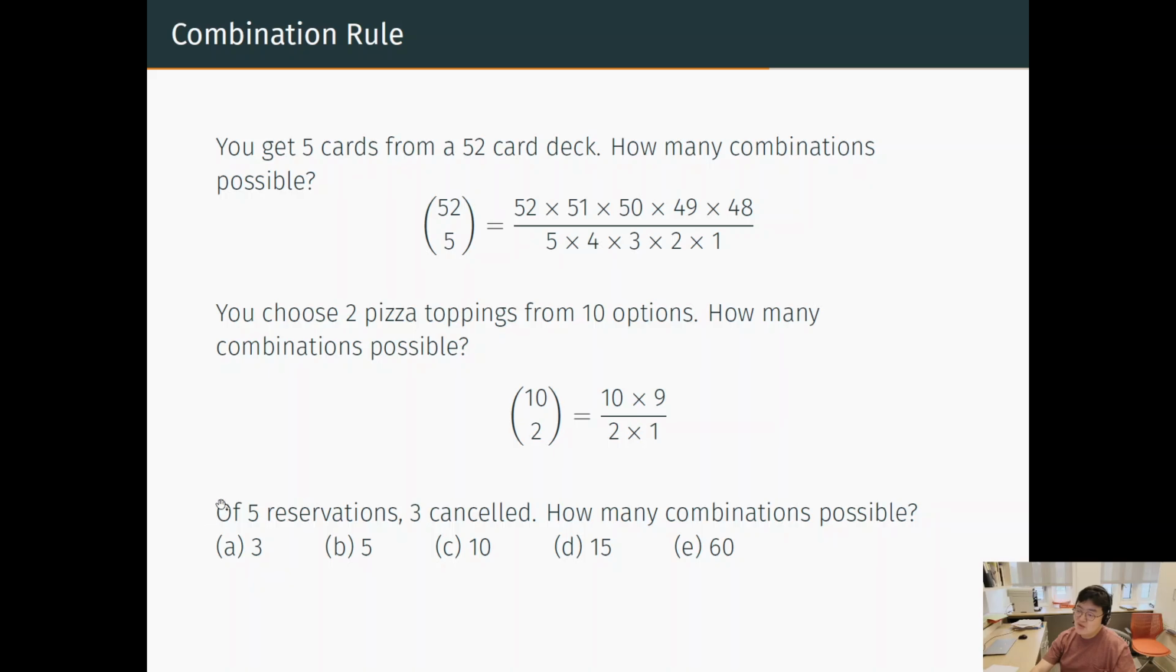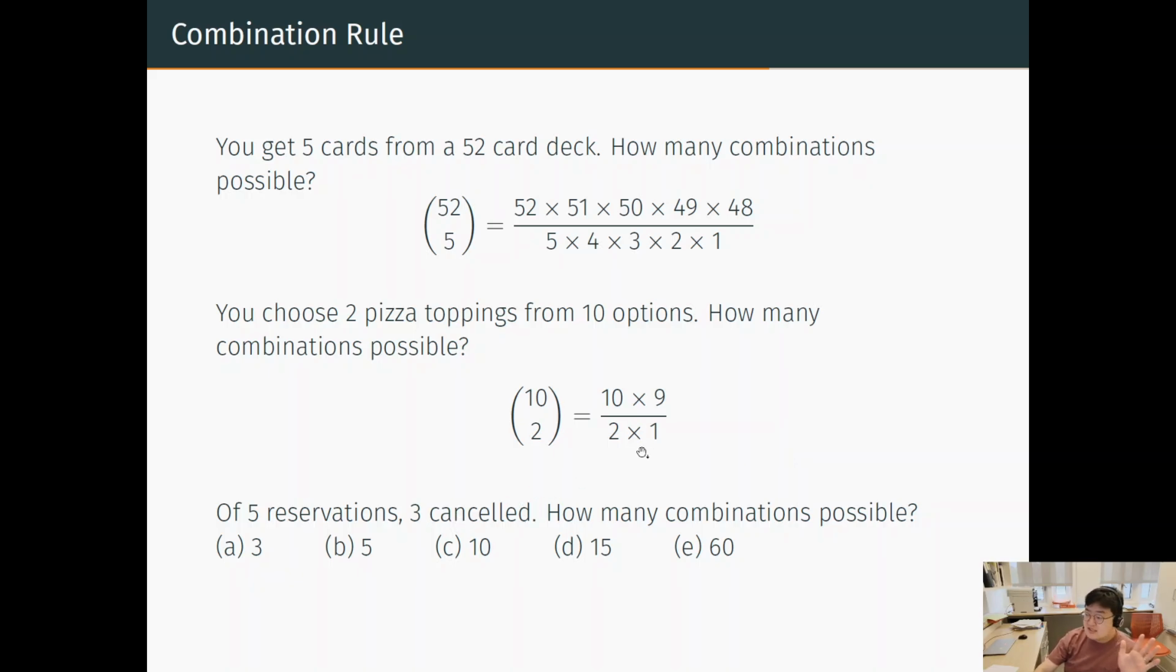How can you count 5 choose 3? Out of 5 reservations, 3 are cancelled. You choose 3 and they cancelled. How can you count the possible combinations? Try this. Okay, let me show you the answer.